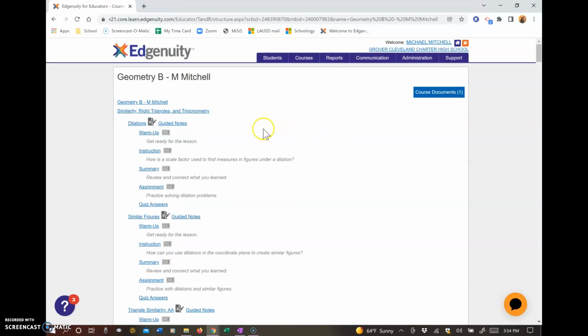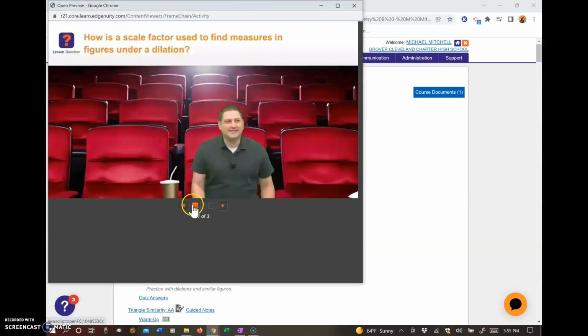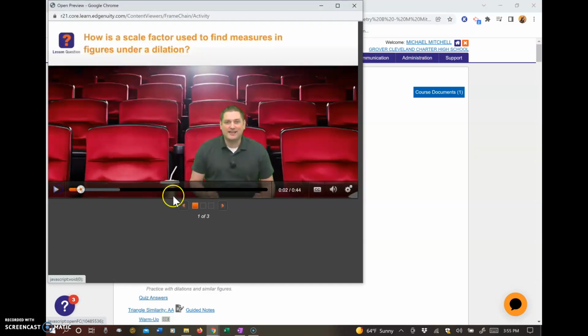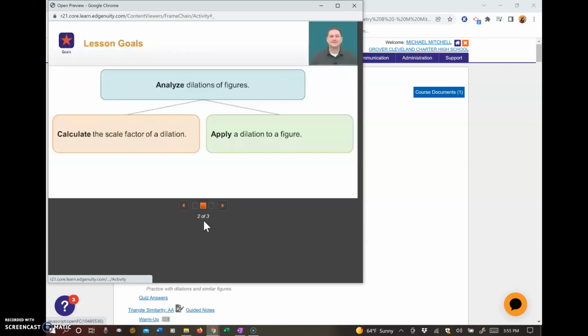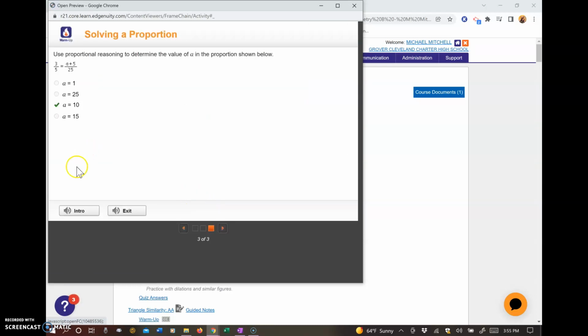So when I look at your course structure, it looks something like this. Dilations, there's my section, there's the subsection I should say, similarity, right triangles, and trig. Dilations, similar figures, triangle similarity, it goes on and on. So when I say slide 2, that's slide 1, that's slide 2, that's slide 3. Okay?